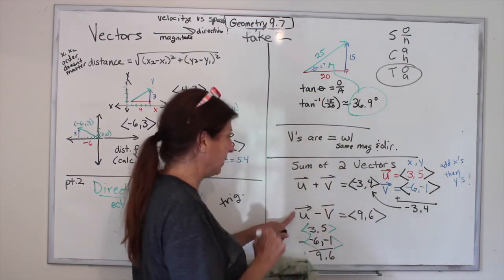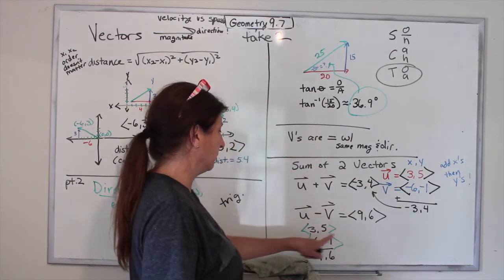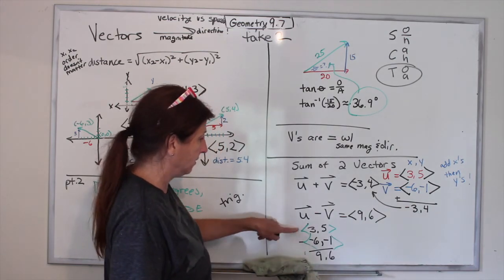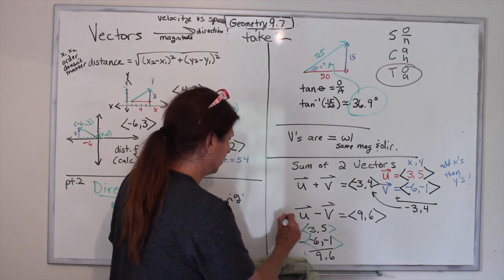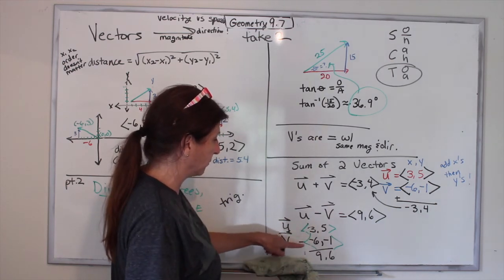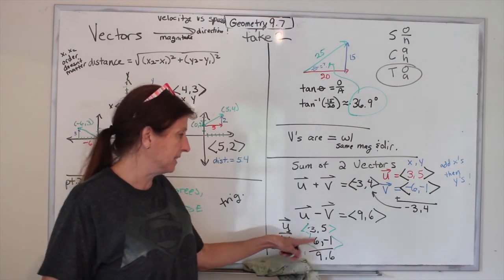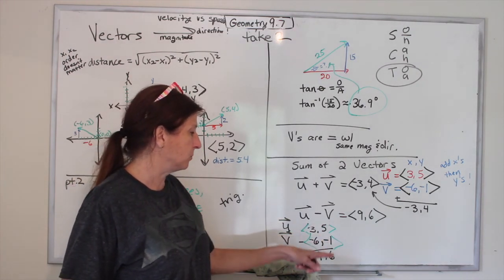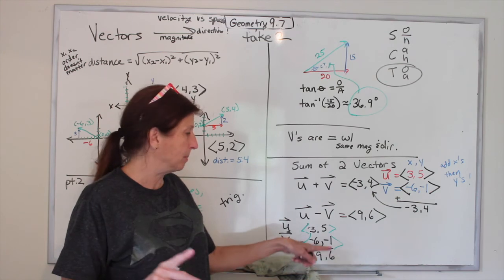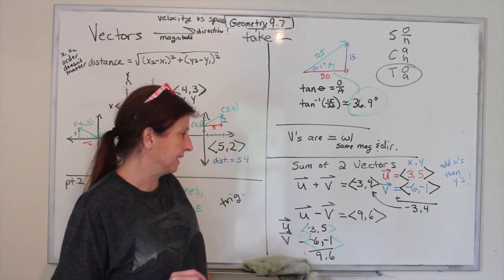Okay? Now, what if they say, well, what if we subtract them? Well, then we can do it the same way. We write down u, this one's u, and we write down v, and we're going to subtract. 3 minus -6, 2 negatives to make a positive, is +9, and 5 minus -1 is 2 negatives to make a positive. 5 plus 1 is 6. So this one, if you subtract, is 9, 6.